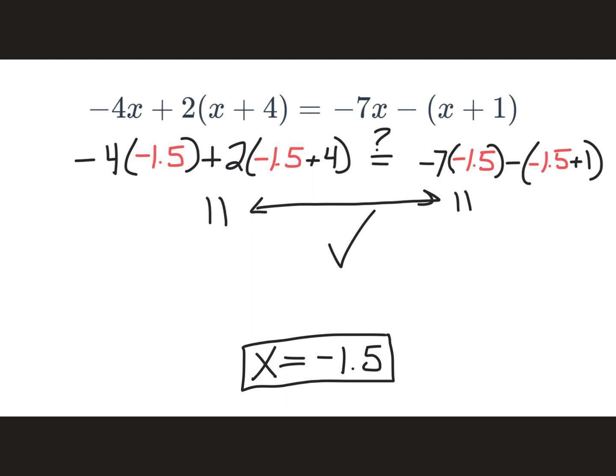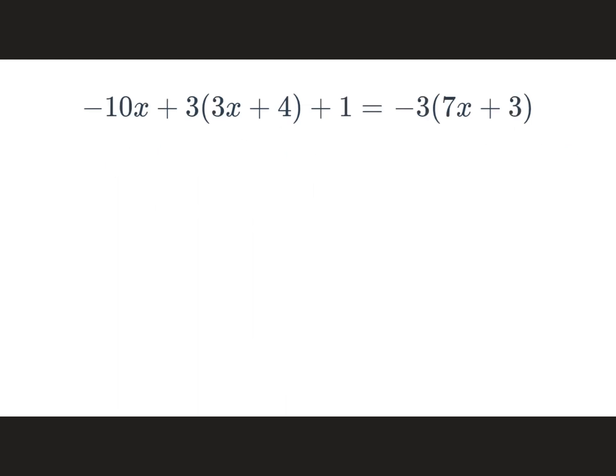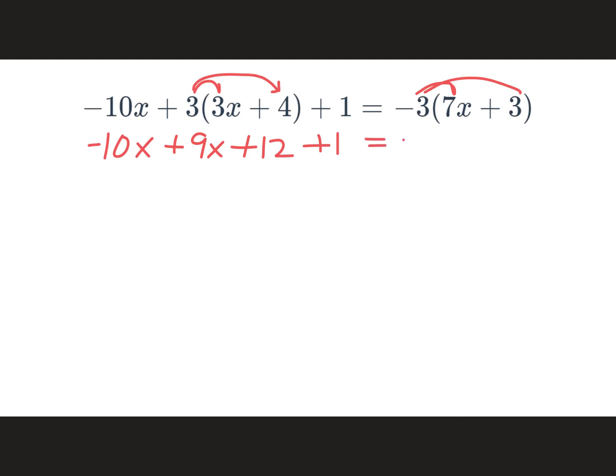All right, let's go on to another one. Stop the video, do this on your own, then come back and see how close you were to the right answer. All right, here we go. Step 1, let's get rid of the parentheses using the distributive property. So I have a -10x plus 9x plus 12 plus 1 equals, looks like -21x minus 9. Is that what you got?